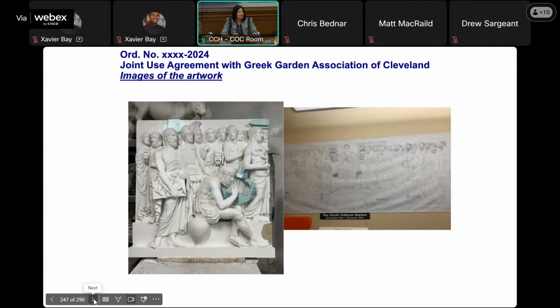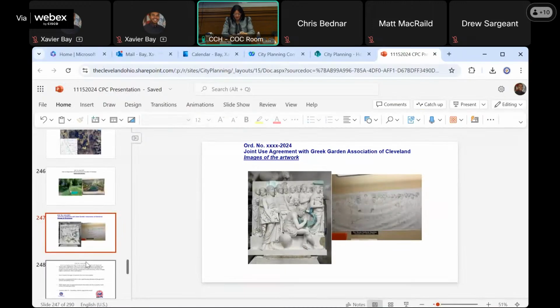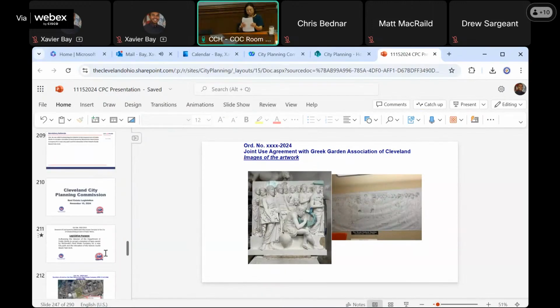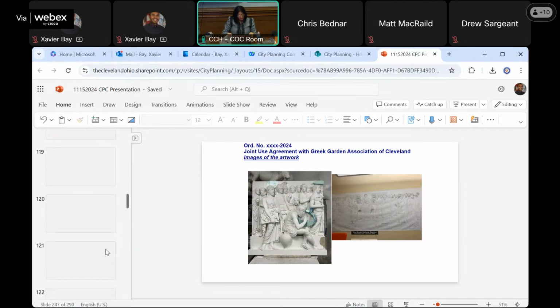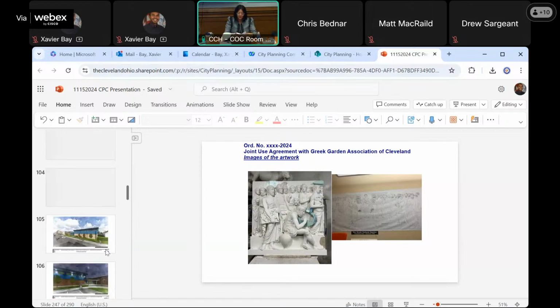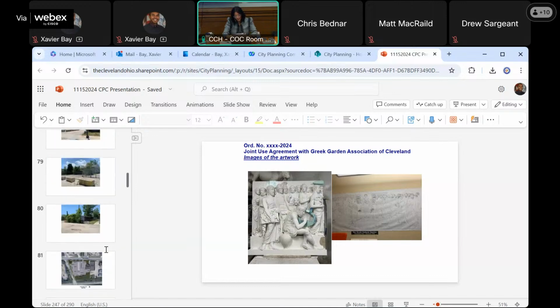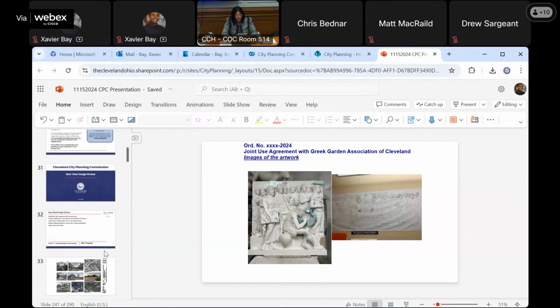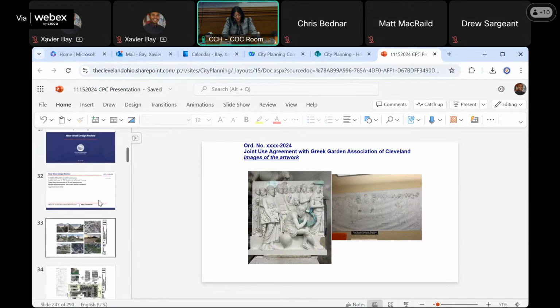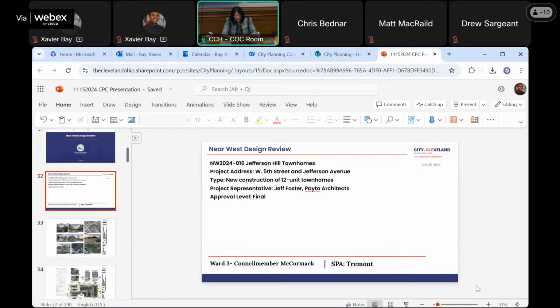All right, so I think we'll go back to design review, if that's okay. So we're going back to page 3. And this first item is in the near west design review. This is ordinance number 2024-016, Jefferson Hill Townhome. I think we saw this last week. So we can go pretty quickly as it's seeking final approval.